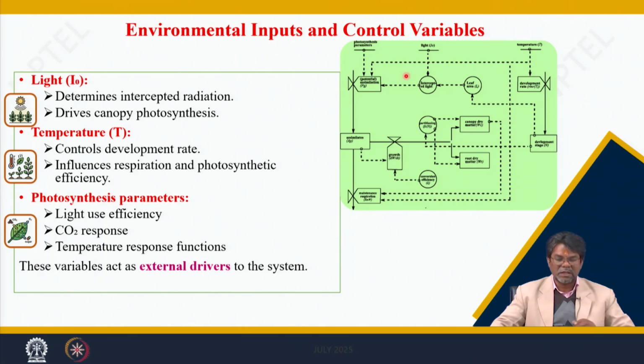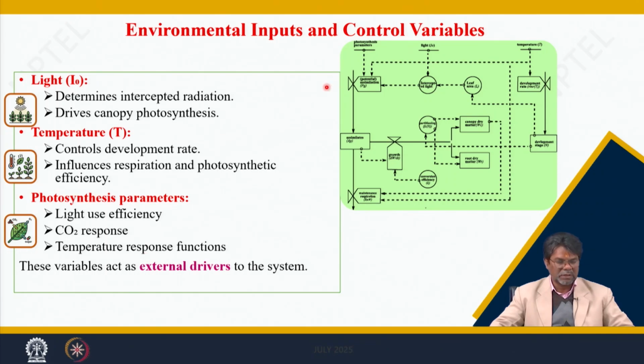Now here we see the light and the temperature. The light, particularly radiation, influences the radiation interception by the crop and ultimately the potential assimilates. The temperature influences the developmental rate, meaning leaf appearance, node appearance, and ultimately the developmental stage. This potential assimilate is also influenced by the photosynthetic parameters, particularly the carbon dioxide response of the crop and temperature response functions.